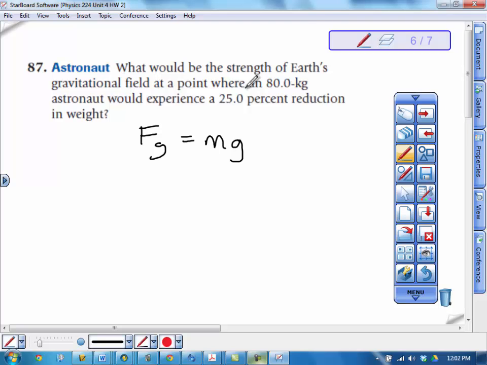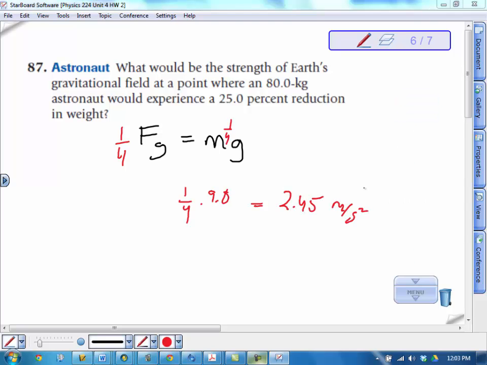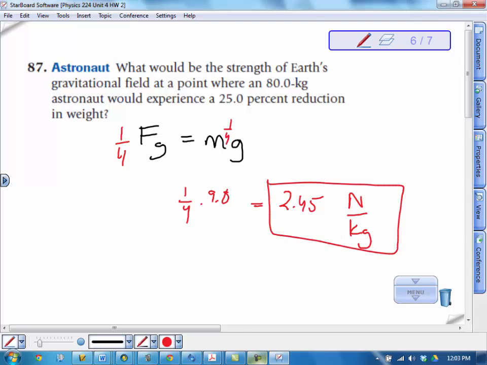Okay, so last one, what would be the field strength of the Earth at a point where an 80 kilogram person would experience a 25% reduction in weight? 25% reduction in weight must mean 25% of the gravitational field strength in order for this direct relationship to remain true. So it'd be 1/4 of gravity of 9.8, which gives you about 2.45 meters per second squared. They wanted that gravitational field strength to actually be in newtons per kilogram for the units. Same units, different way to represent them.